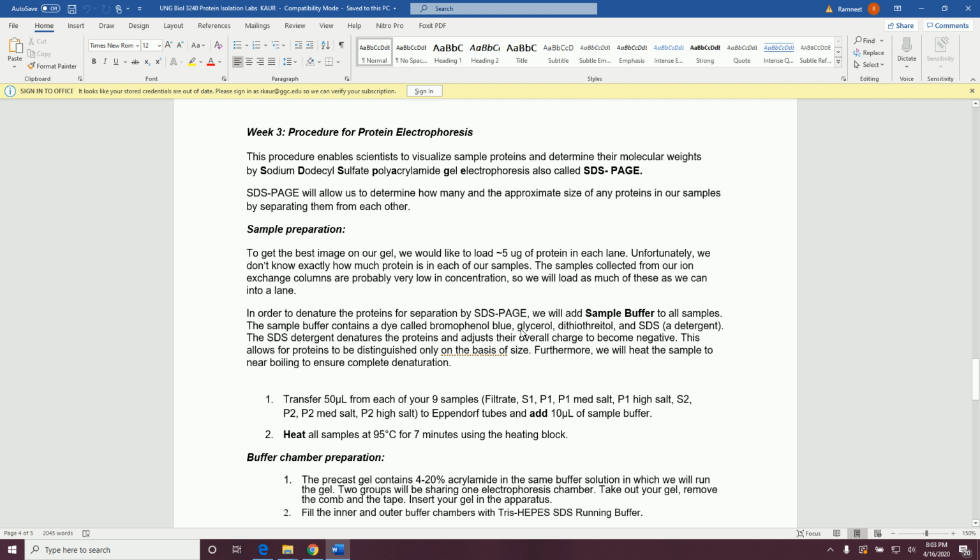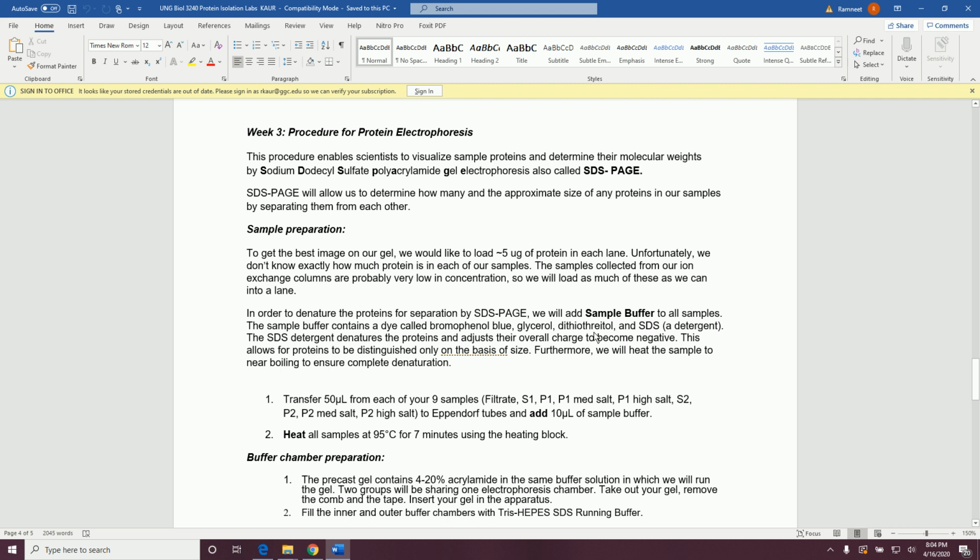Okay, what is a loading buffer? The loading buffer has a dye called bromophenol blue, glycerol, dithiothreitol, and SDS. Bromophenol blue is a dye which is added to the protein sample. Basically it tracks the proteins in the gel.